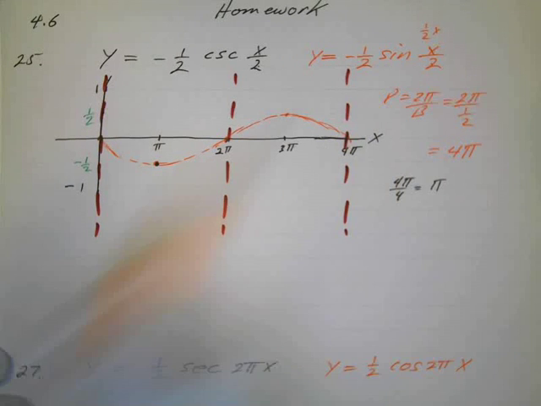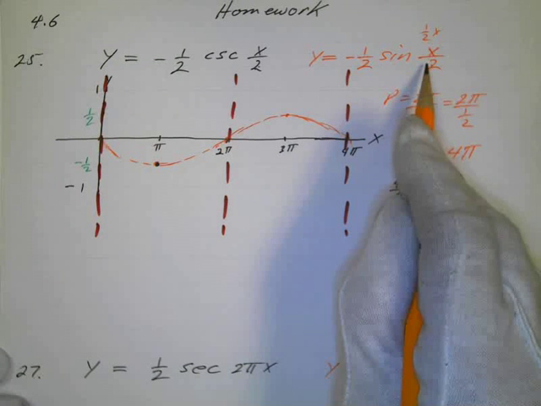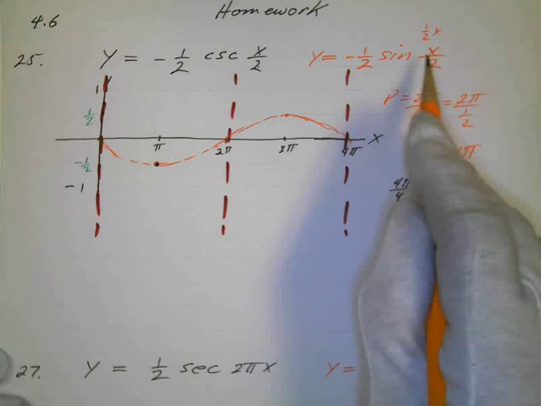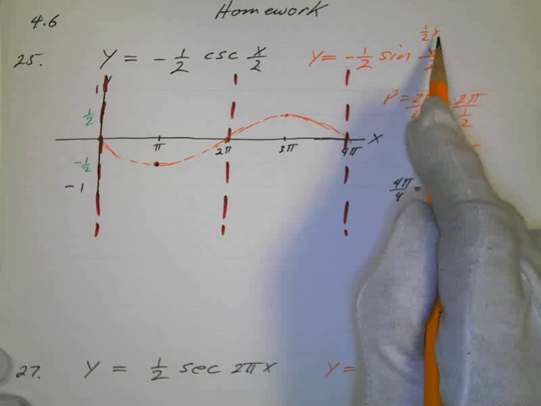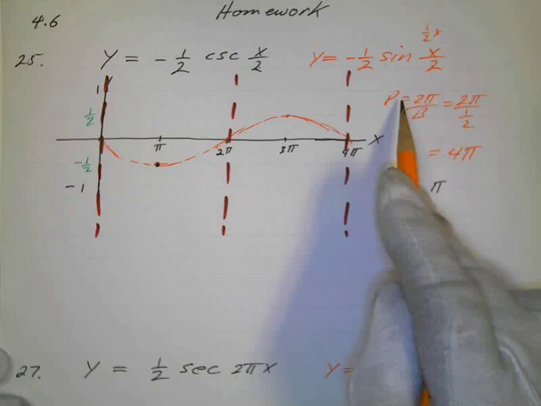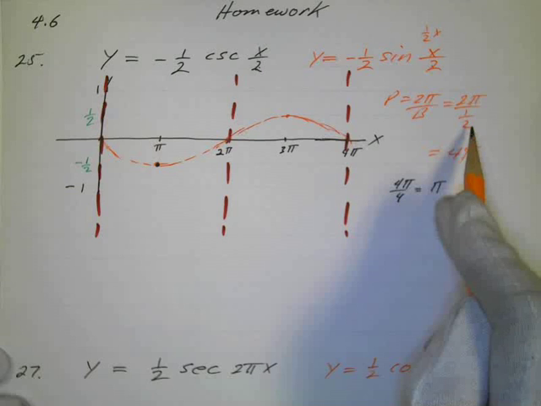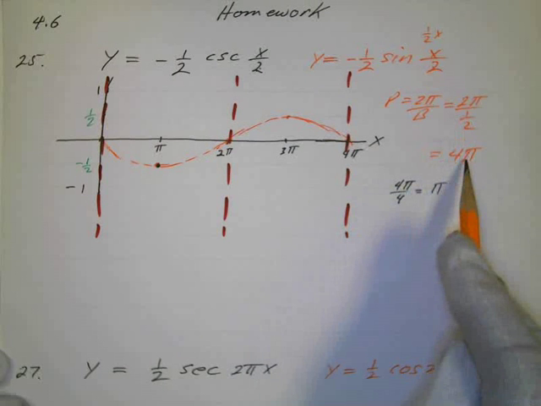So what I'll do is I'll look at this function over here. I try to figure out the period, and my period is going to be, this is x over 2, so that's going to be the same thing as 1/2 x. So my b would be 1/2. Remember, the period is 2 pi over b, or 2 pi over 1/2. And if I invert and multiply, I get 4 pi.